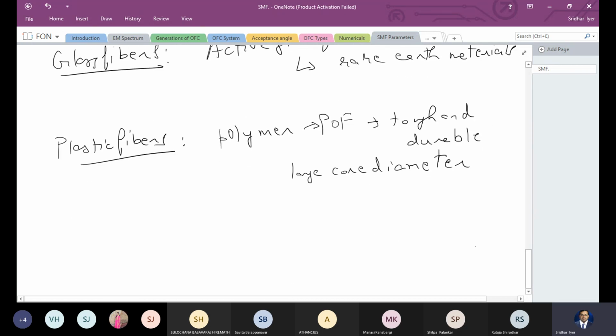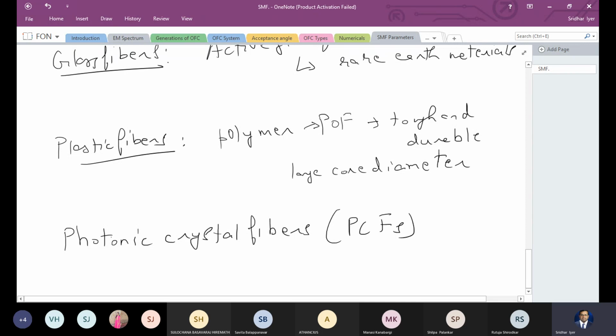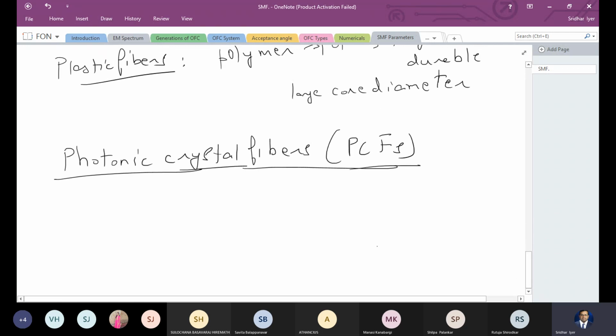The other kind of fiber that we generally have, and this is more used in the industry, are known as photonic crystal fibers, PCFs. Okay. So from an exam point of view, they also keep asking for a short note on photonic crystal fibers, right? These fibers are also named the holey fiber, or what are known as the microstructured fiber.